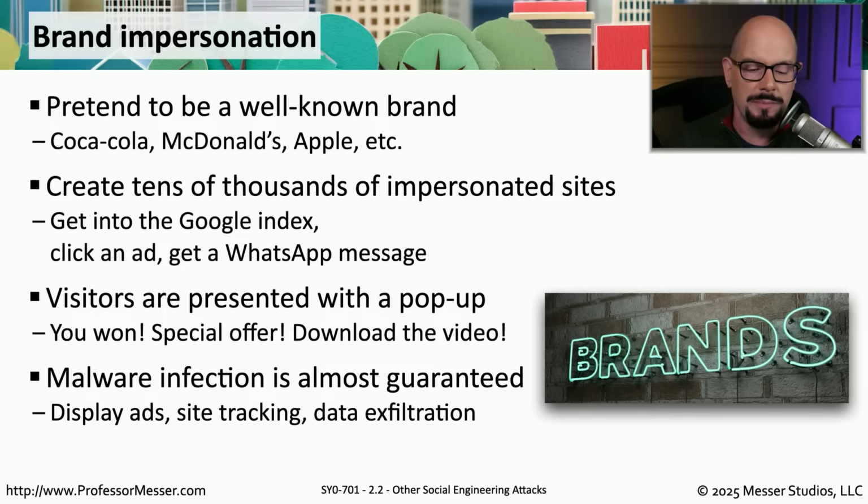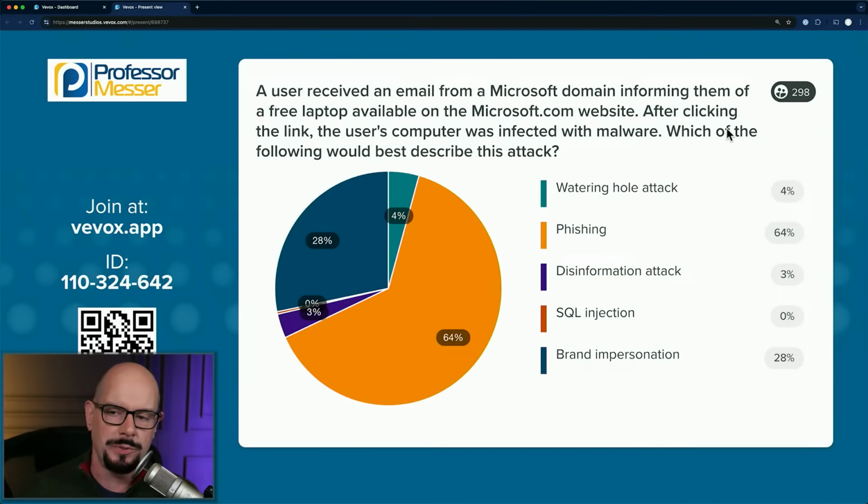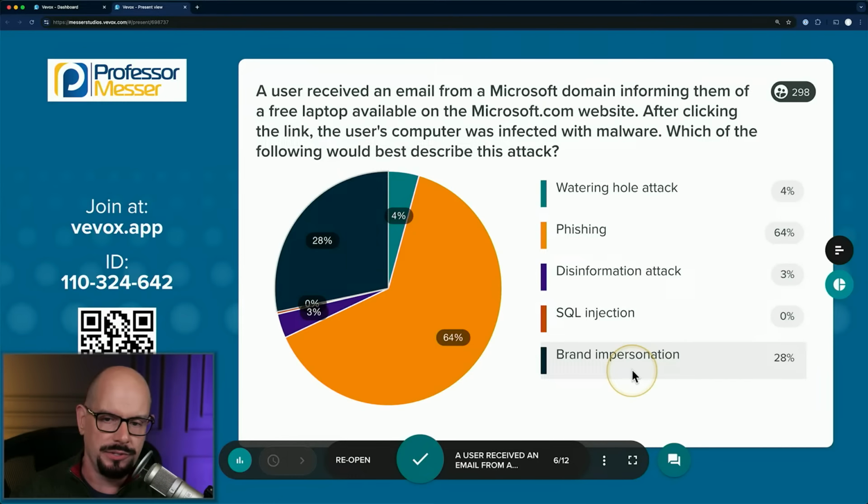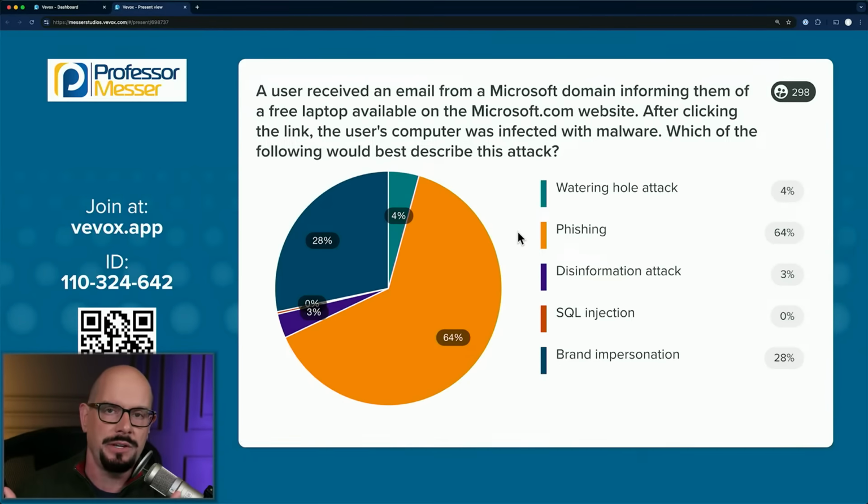Brand impersonation is probably the best answer for this particular question because of the scenario that we're dealing with here, of it being a Microsoft domain. It looks like it came from Microsoft.com. It is a request for you to get a free Microsoft laptop. That's what really makes this brand impersonation. Now, what about these other answers, though? Why is it not one of these others? We had 28% of you that said brand impersonation. Why wasn't it phishing? Because nothing was really asked of you.